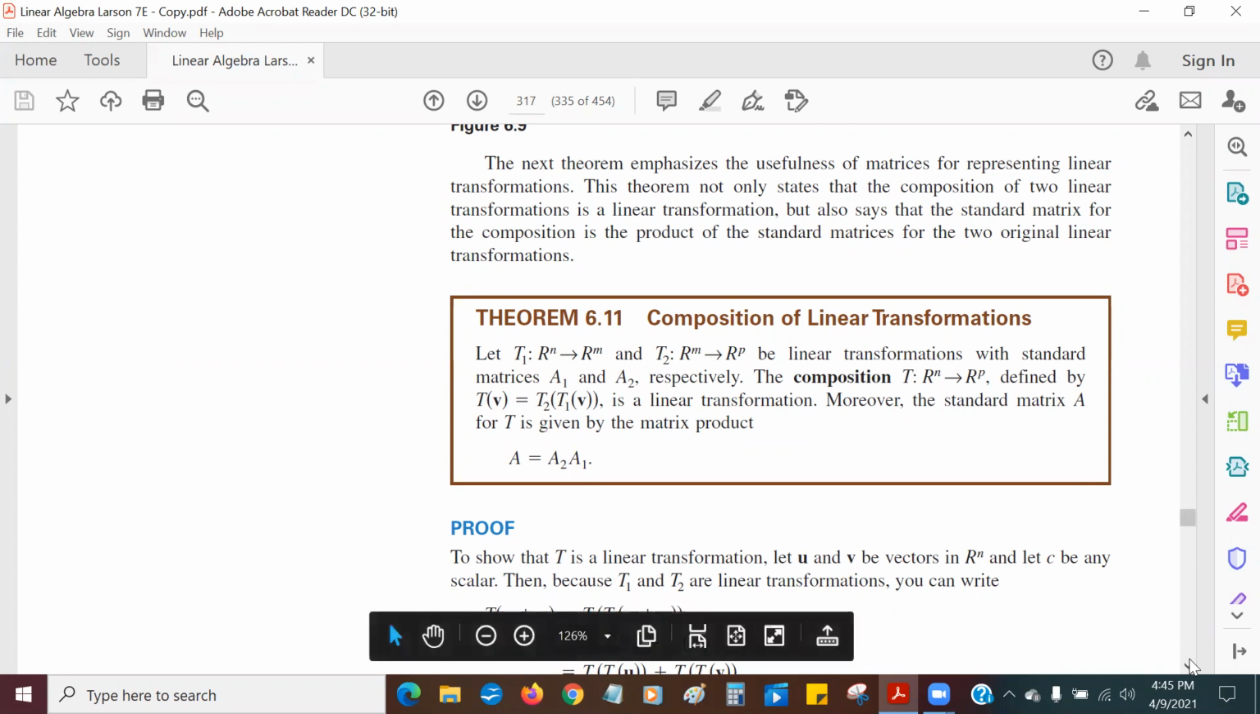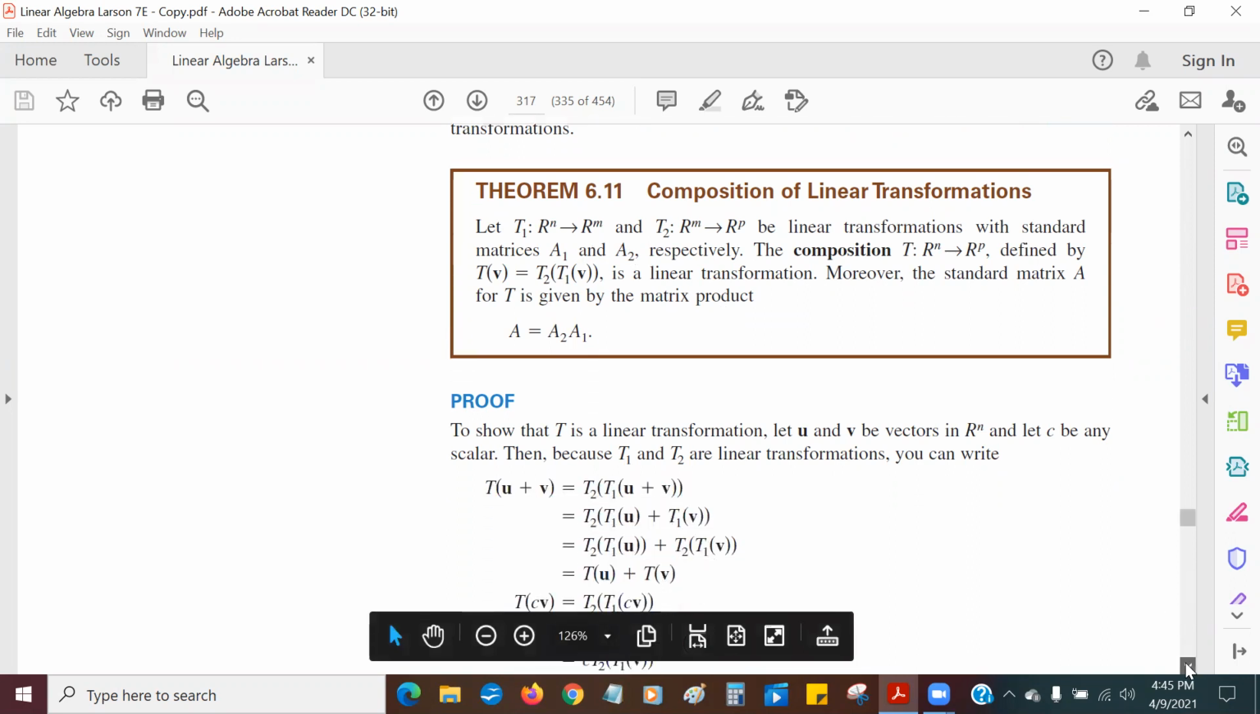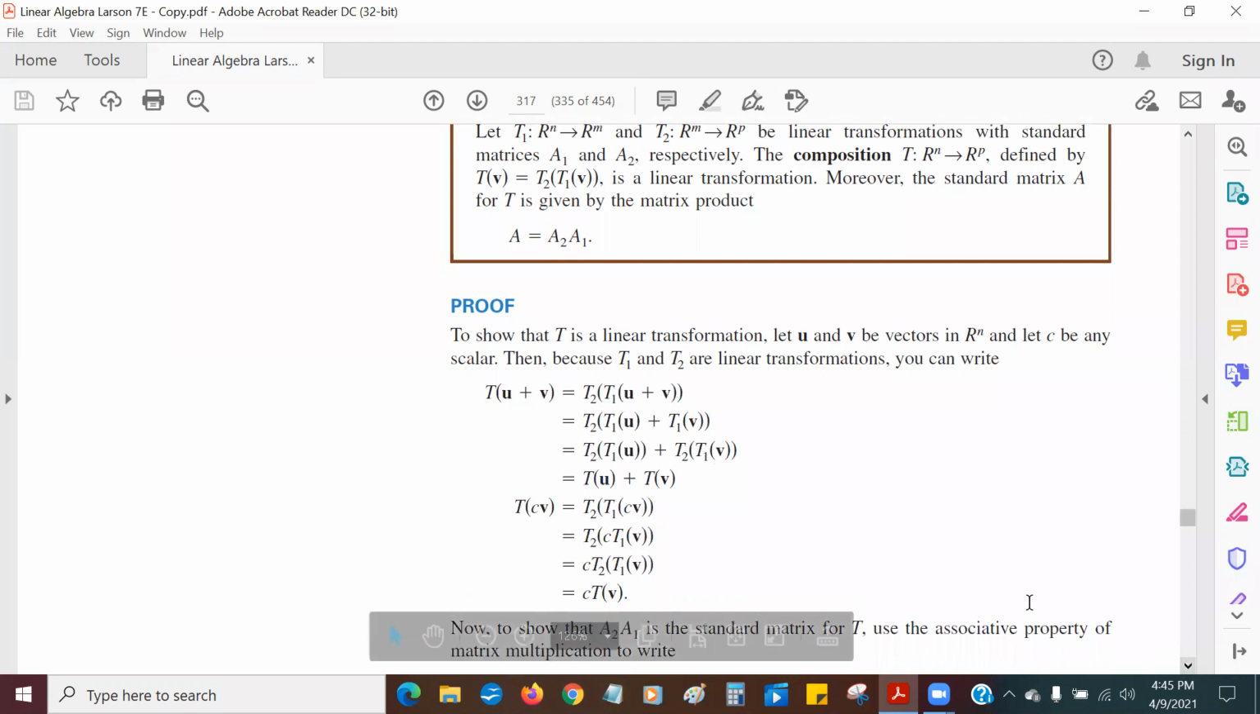Okay, let's prove it. First we want to show that T is a linear transformation in its own right. Let's show that it has the properties. T of U plus V is T2 of T1 of U plus V, which is T2 of T1U plus T1V, which again, by the linearity of T2, is T2 of T1 of U, which is T of U, plus T2 of T1 of V, which is T of V. So we've just shown that T of U plus V equals T of U plus T of V. The composition has that property.